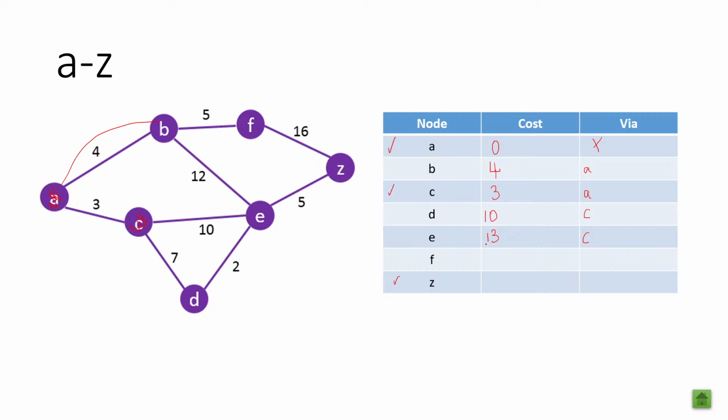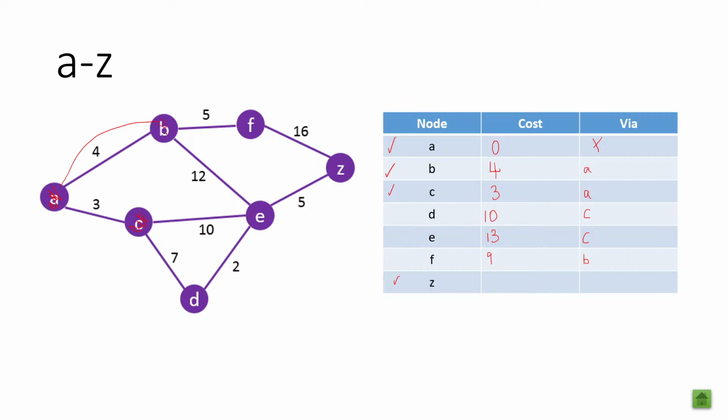Next lowest cost. I've got 4, 10, or 13. The next lowest cost is B. So I'm going to place myself at B and see what I can look at from there. I can look at F and I can look at E. B to F is going to cost me 5. But what did it cost me to get to B in the first place? 4. So 5 plus 4 is 9, and I went via B. B can get to E for a cost of 12, plus the cost of 4 to get there in the first place, so 12 plus 4 is 16. Is 16 less than the current cost for E? No, so we leave that as it is.